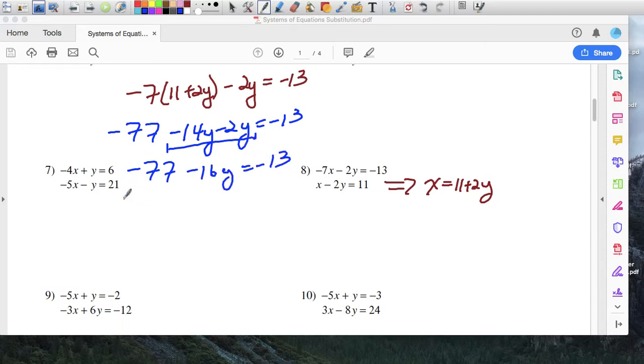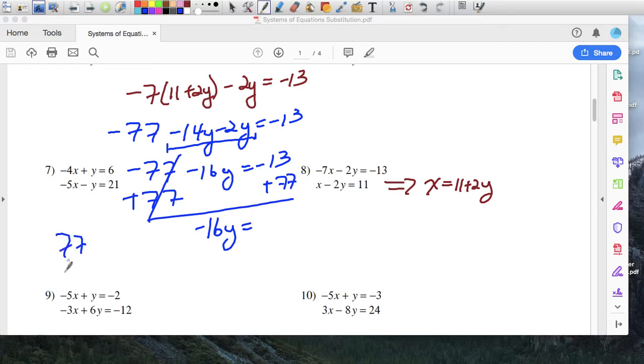Plus 77 on both sides. And these will go out, negative 16y will come down, and this is going to give me 77 minus 13, 63. Really 64, sorry. 64 positive, divide by negative 16, divide by negative 16, y equals negative 4.